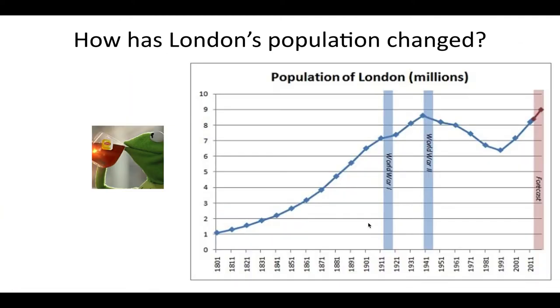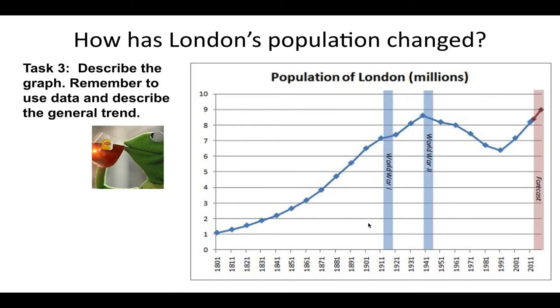Population has changed. I have a nice simple line graph here of how London's population has changed. Overall then, we are going to describe this graph and we're going to use data as we do it. We're going to describe the general trend and then make some notes of details. Now, when we're describing graphs like this, we want to say what we see overall. We want to use some evidence, and we might want to point out any significant things.